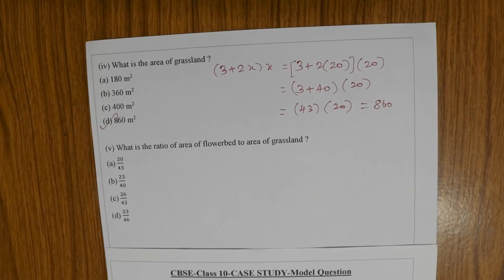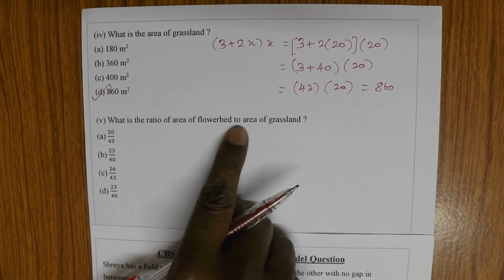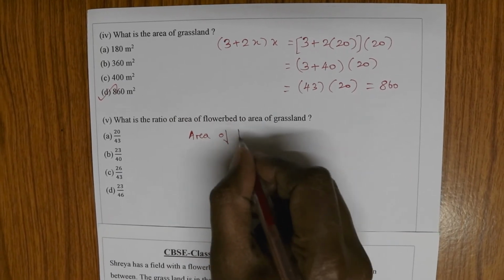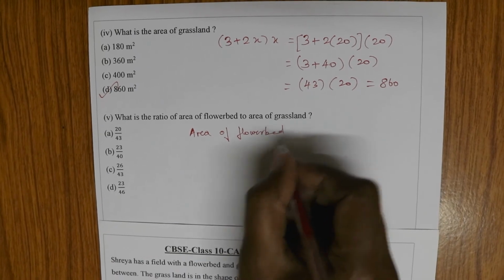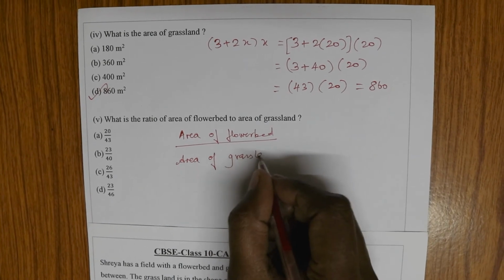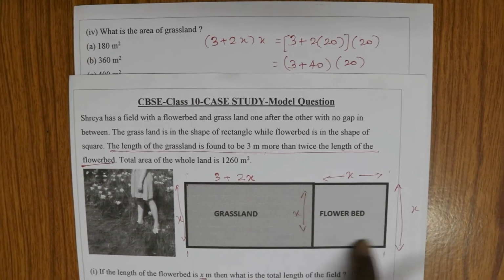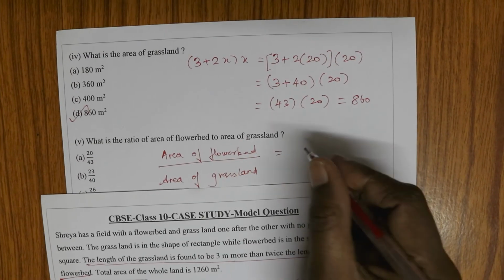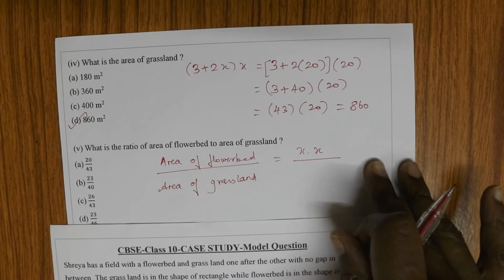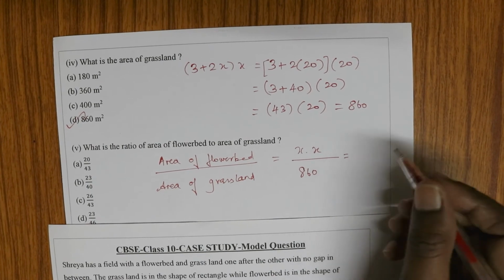Then next one, the last subdivision. What is the ratio of the area of flower bed to the area of grassland? So area of the flower bed to the area of grassland. So the area of the flower bed is actually over here, okay? So this is a square, so x into x is going to be the area. So this is going to be x into x, which is x squared. Area of the grassland is already found in the previous subdivision. What was it? 860.